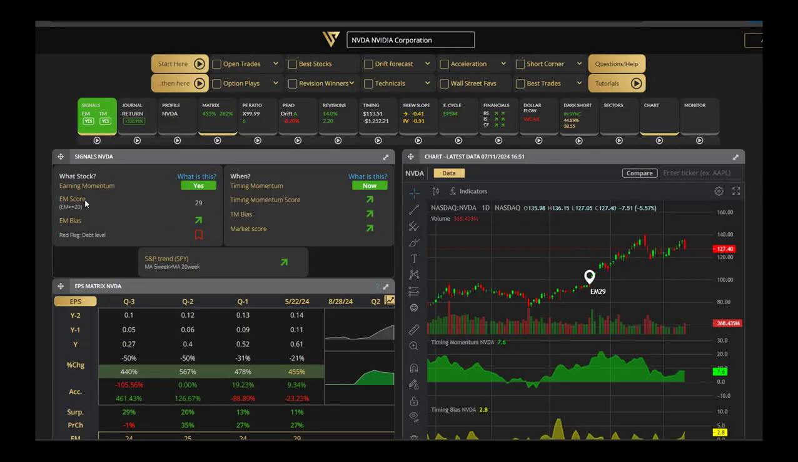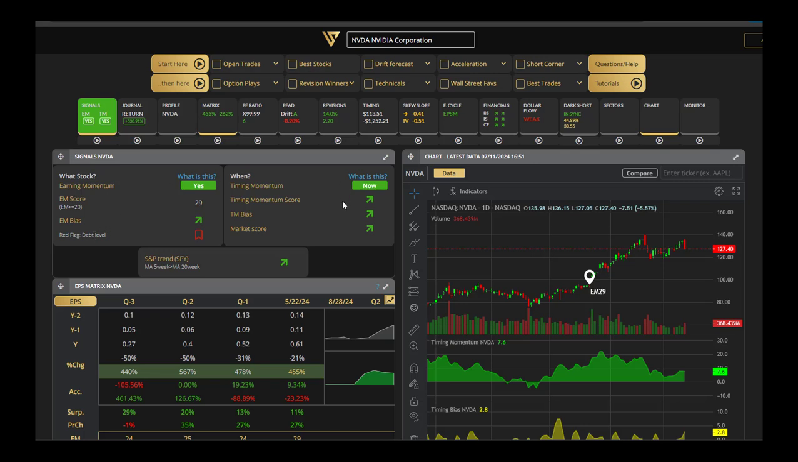Just below, we have the flag yes, but then we have the EM score of 29, which is EM greater than 20, so it's a yes. The EM bias is based on the revisions: we take the revisions and tell you if it's growing during the quarter. So this is intra-quarter variability, if you will. We also have the ability to display some red flags. If the debt level is too high, so long-term debt to total equity, we usually flag it because that could be something to take into account.